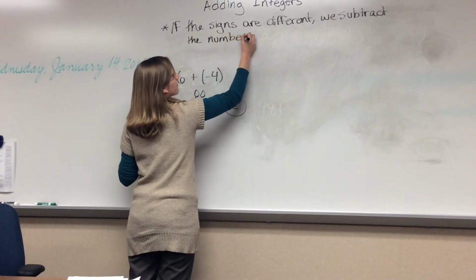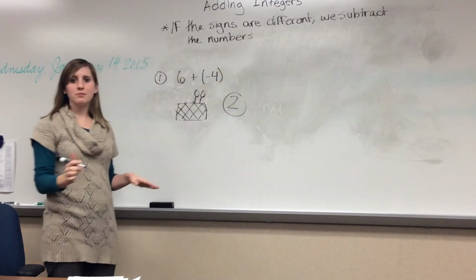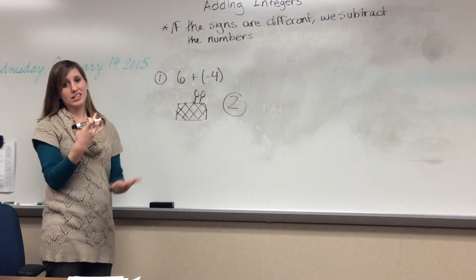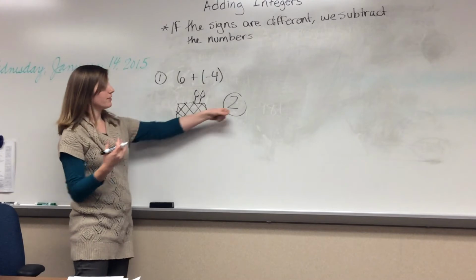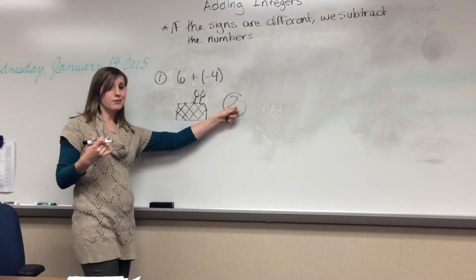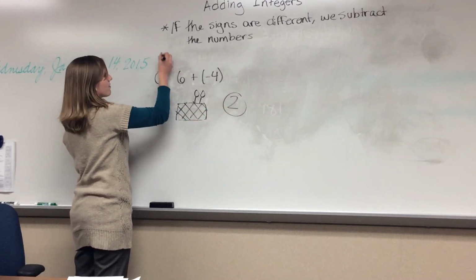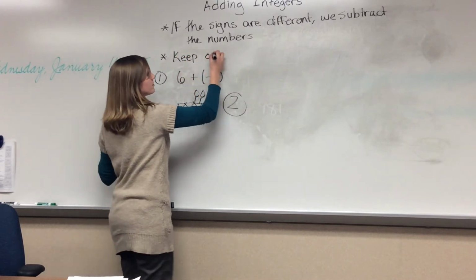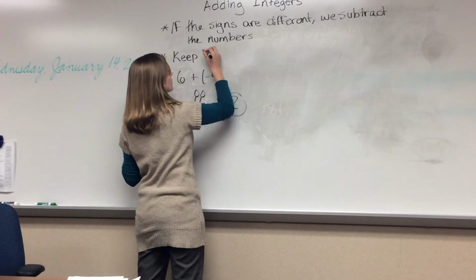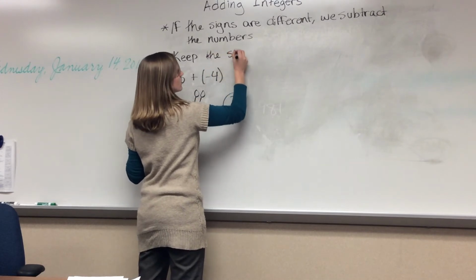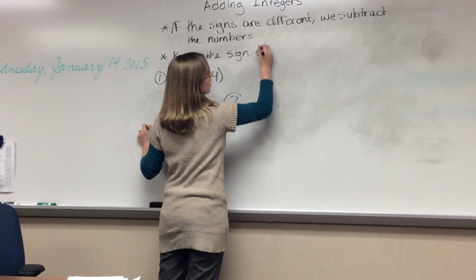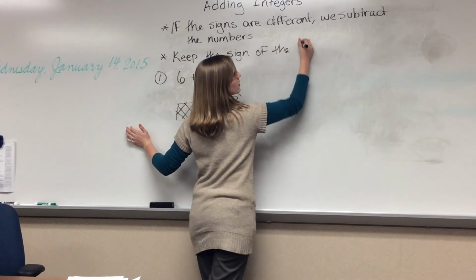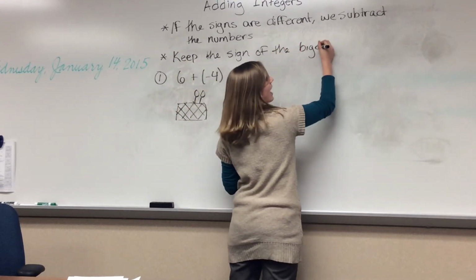Okay? Anytime the signs are different, you're going to be subtracting because the balloons and the weights are going to cancel. All right? Now, to figure out if it's positive or negative, the rule that I have for that is that you just keep the sign of the bigger number, because that's the one that you have the most of.